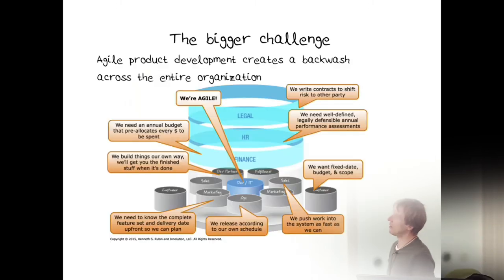Yeah, and this is a little bit about the bigger challenge. And this is more what I'm dealing with these days: organizational problems, because you have an agile organization. Here is IT, development. We're agile. Every 2 weeks, we're delivering stuff. Well, here is operations, and they say, we release according to our own schedule, 3 times a year or something like that. Well, then it doesn't matter that the engineering organization is agile.